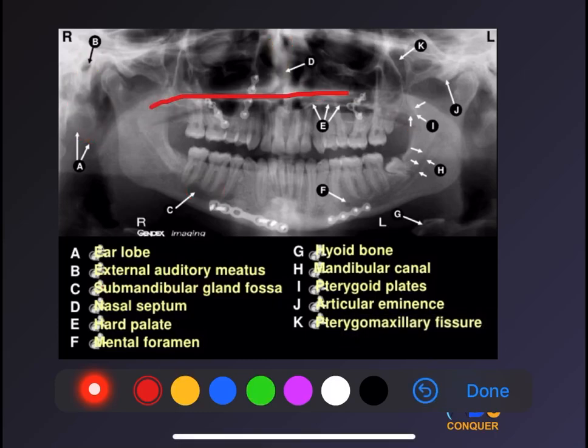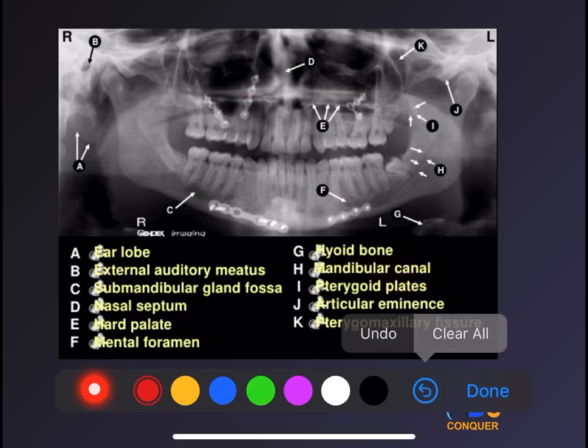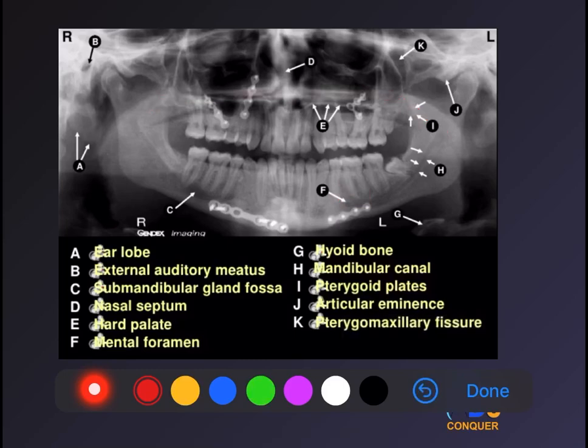As you can see, it runs from here to there. So that is the hard palate. F is the mental foramen. You know that it is below the root apices near the premolars in the mandible. Next, G is the hyoid bone. The hyoid bone appears as a double image present on either side. Though it's a single structure, it is seen as a double image in an OPG. H is the mandibular canal. It is seen as a canal through which the inferior alveolar nerve passes.